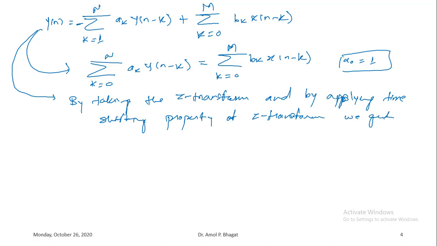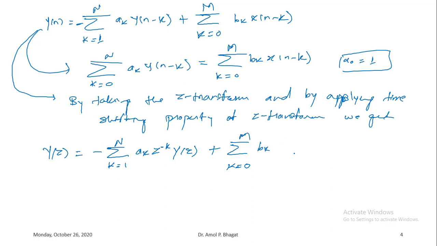we get the Z transform of y of n, which can be indicated as capital Y of Z, right, is equal to, the summation sign will be as it is, minus summation k equals 1 to n, ak is the constant, the Z transform of y of n minus k will be z to the power minus k capital Y of Z, right. Similarly, plus the summation k equals 0 to n, bk will be again constant, the Z transform of x of n minus k will be z to the power minus k capital X of Z, okay.